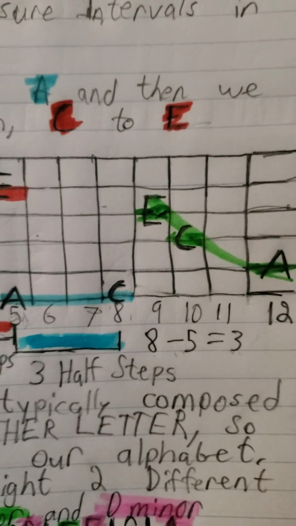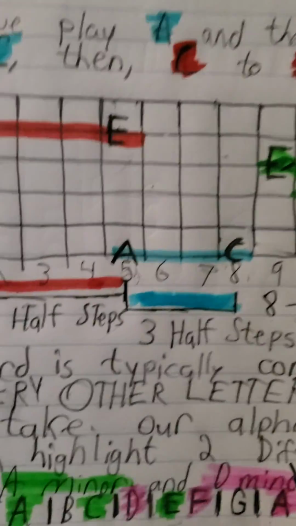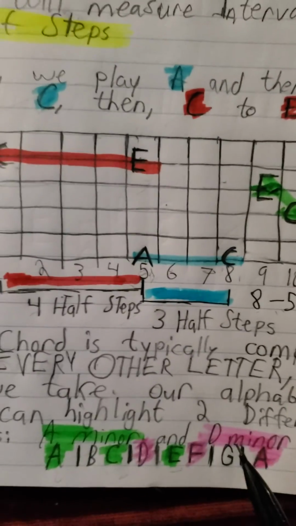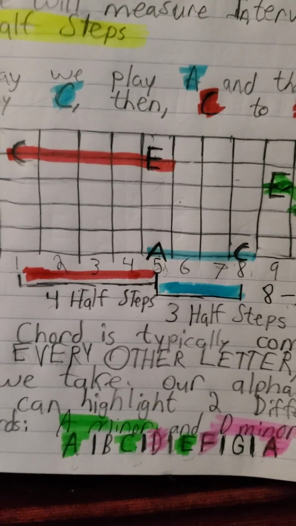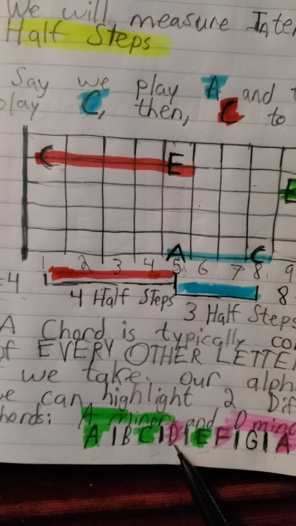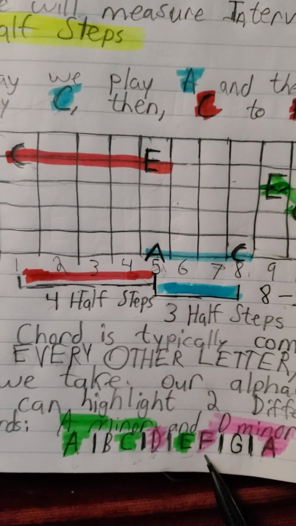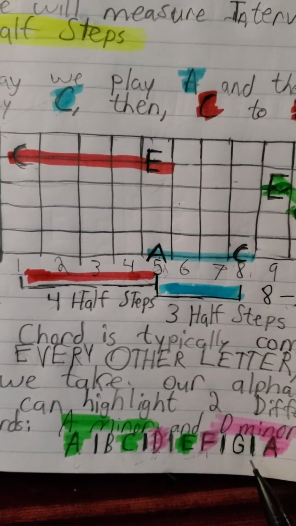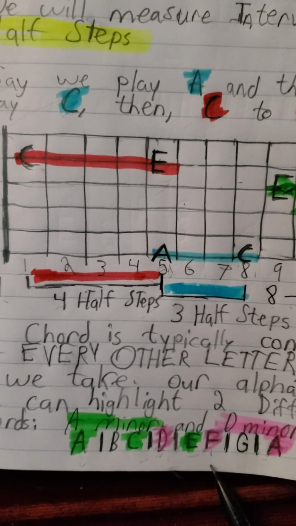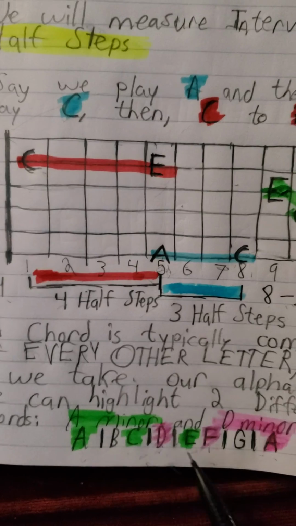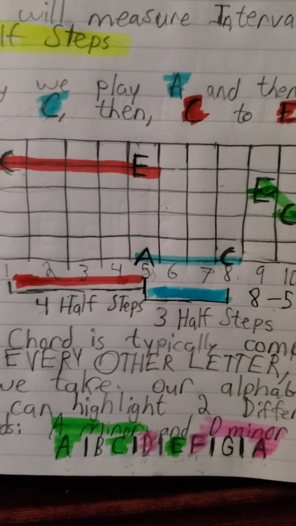And so that A minor is from our first lesson, and I'll demonstrate here in a minute. We could also compose D minor if we started on D. Taking every other letter would give the next notes of the D minor chord: D, F, A.